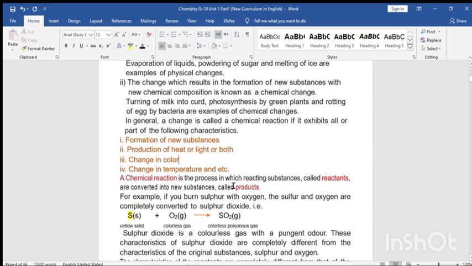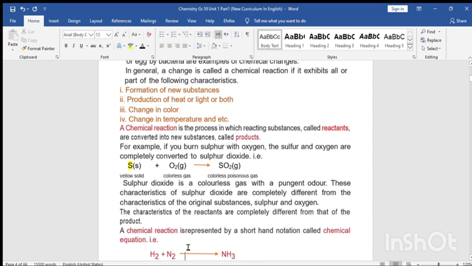A chemical reaction is a process in which reacting substances or reactants are converted into new substances called products. Okay, the conversion of reactants into products is called chemical reaction. For example, a yellow solid non-metallic sulfur burns with oxygen, a colorless gas, and gives a new substance, sulfur dioxide. This is of course a colorless gas, but it is poisonous and has a pungent odor, which has completely different chemical properties from those of the reacting elements, oxygen and sulfur.